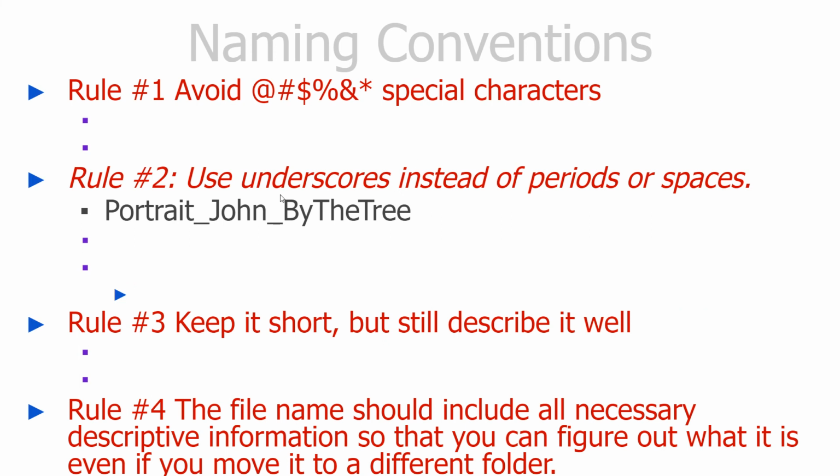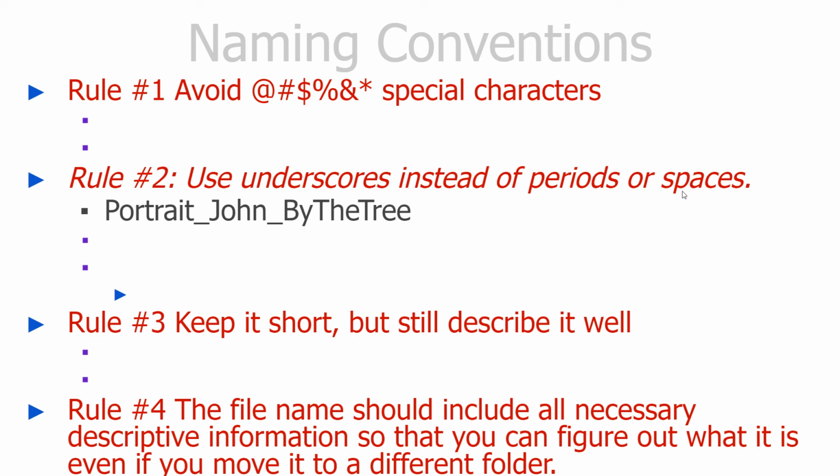Now, here are the rules. Write these down. Avoid special characters. Rule number 1 for how to name stuff. So you want to name files to where you can find them later. Okay, so some computers and some websites don't like these weird symbols, so we don't put those in our names when we're naming things. Rule number 2, use underscores instead of periods or spaces.